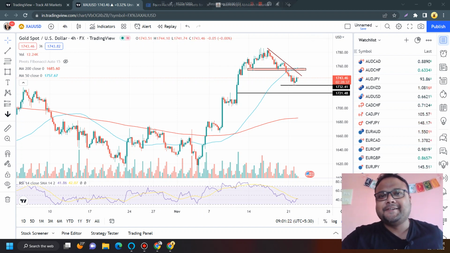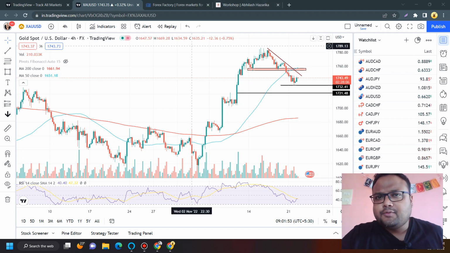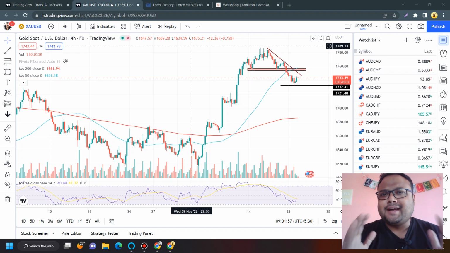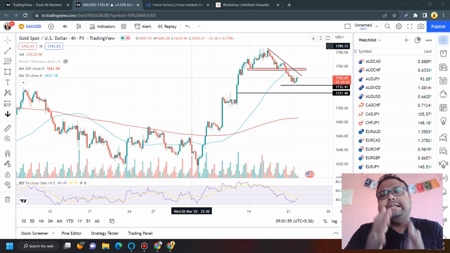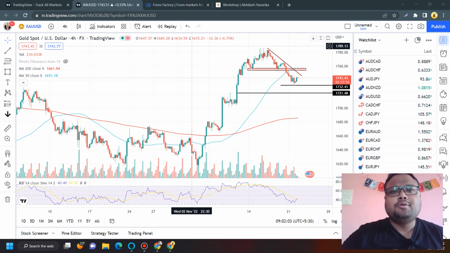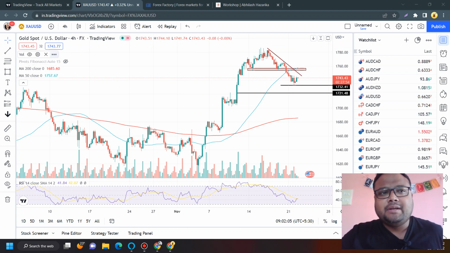So let's get started. This is a 4-hour chart of gold in front of us, and as you can see, I have drawn some lines. So let's try to understand these levels for the day. But before I proceed, I would like to show you the gold chart in various time frames.